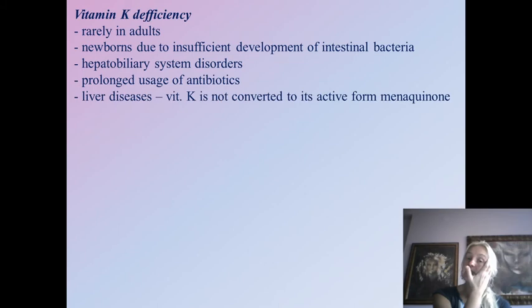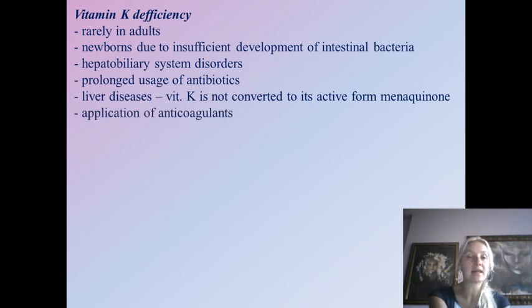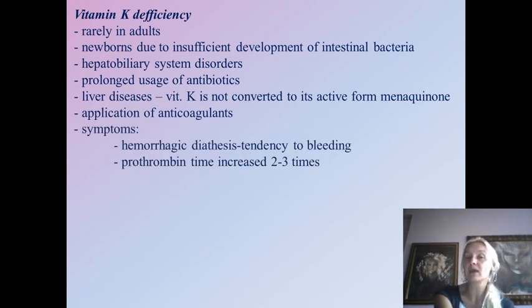Also, some liver diseases can end up in vitamin K deficiency because vitamin K cannot be converted to its active form menaquinone at the level of the liver. And of course, the application of certain medicines like anticoagulants can decrease the levels of vitamin K in blood, developing symptoms like hemorrhagic diathesis and increased tendency to bleeding, and prothrombin time is increased 2 to 3-fold in these cases.